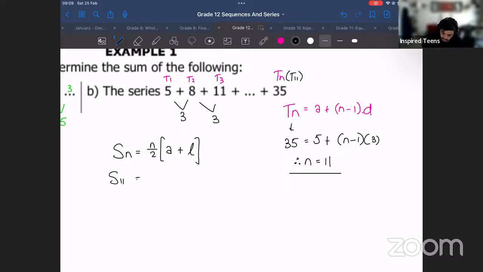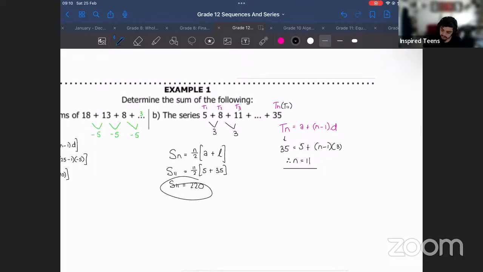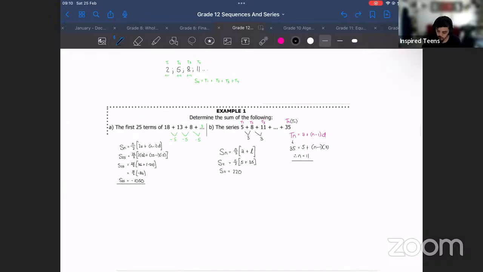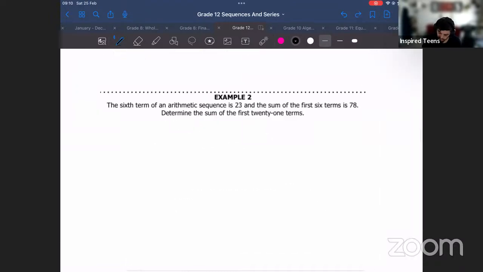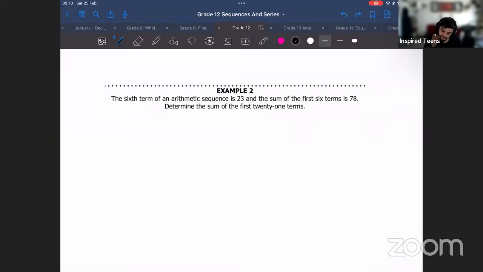So S11 is equal to 11 over 2, first term 5 plus 35, which basically becomes 5.5 times 40, which is 220. So the sum of the first 11 terms, or the entire sequence, is 220. Okay, let's move on. The sixth term of an arithmetic sequence is 23, and the sum of the first six terms is 78. Determine the first term.